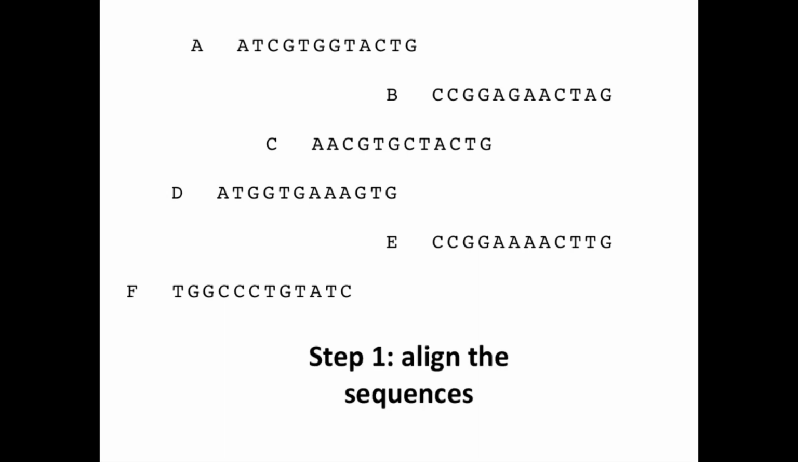The first step in the process is to line the sequences up against one another. Here we have the sequences aligned so that the equivalent nucleotide in each sequence lines up to form a column. This makes comparing the sequences much easier. With the sequences aligned, we can now compare each sequence with one another. We'll do this in a pairwise fashion, starting with sequences A and B.